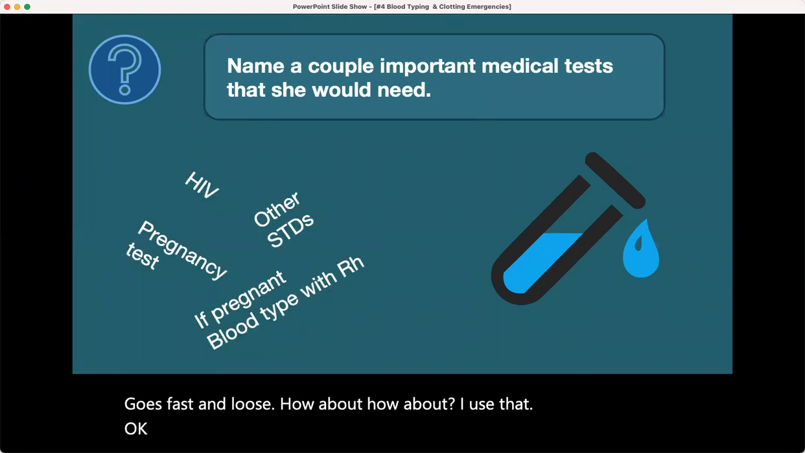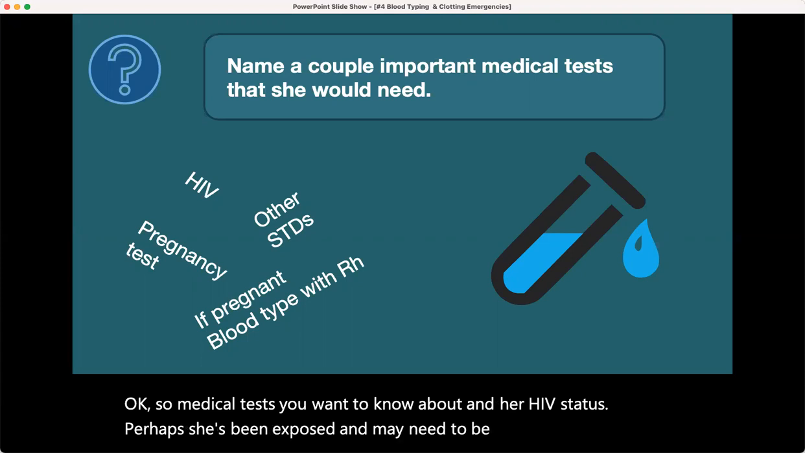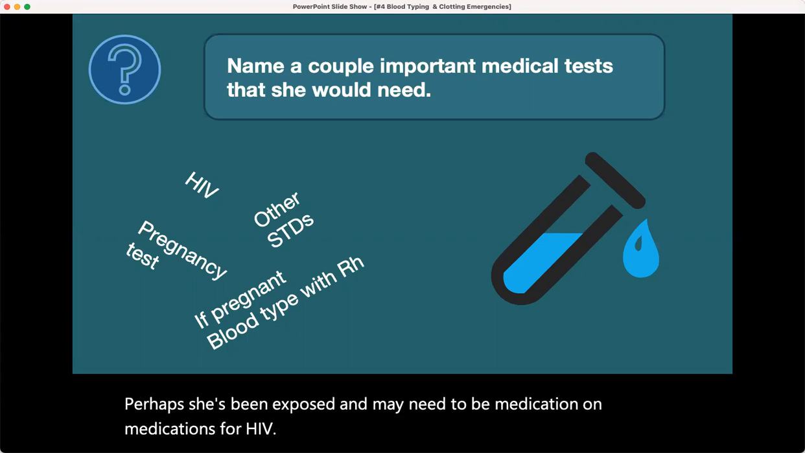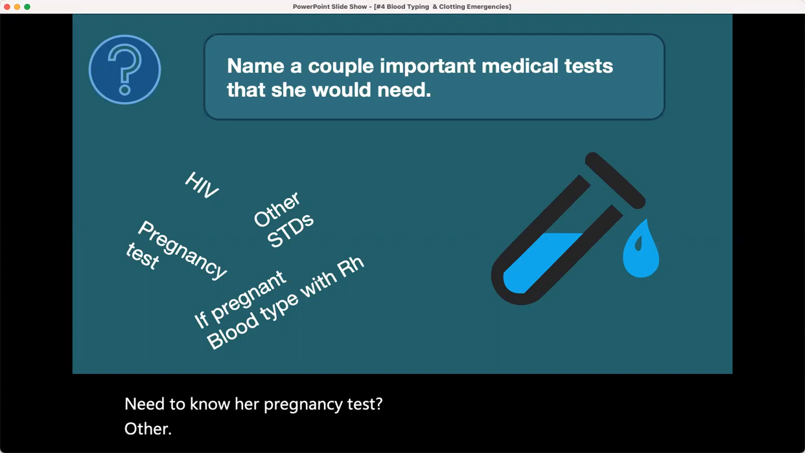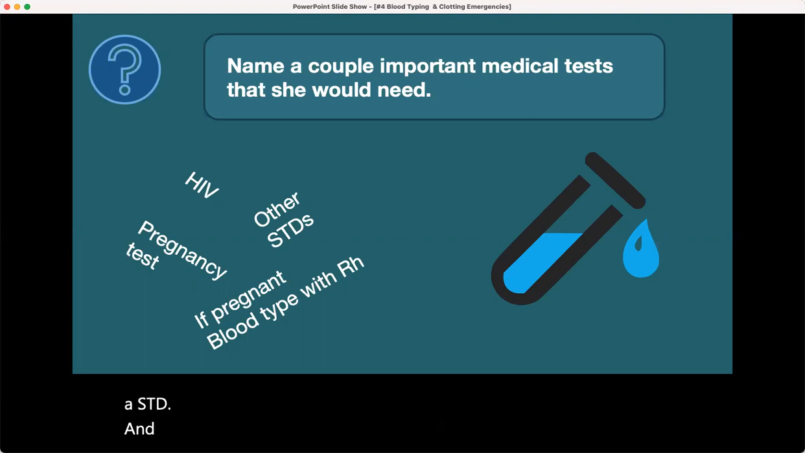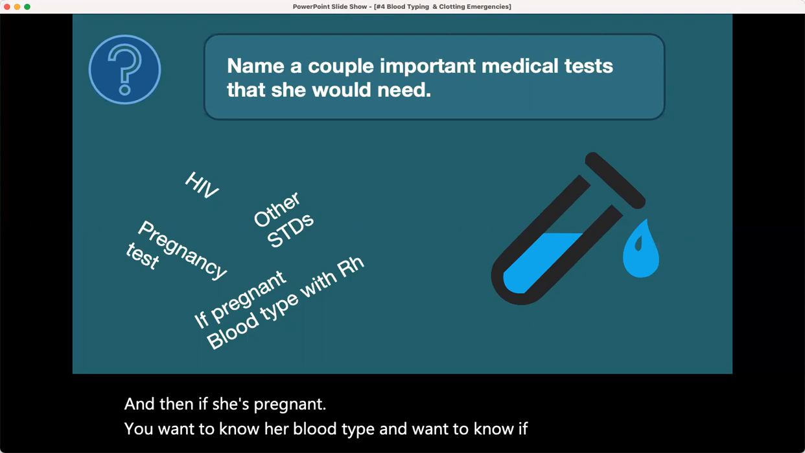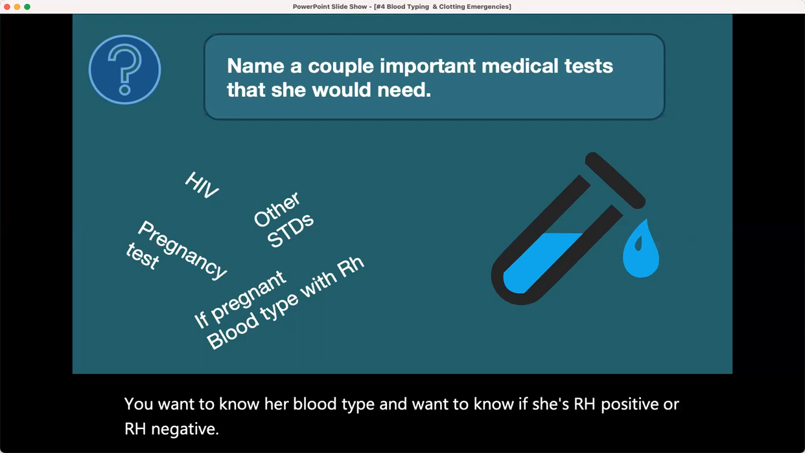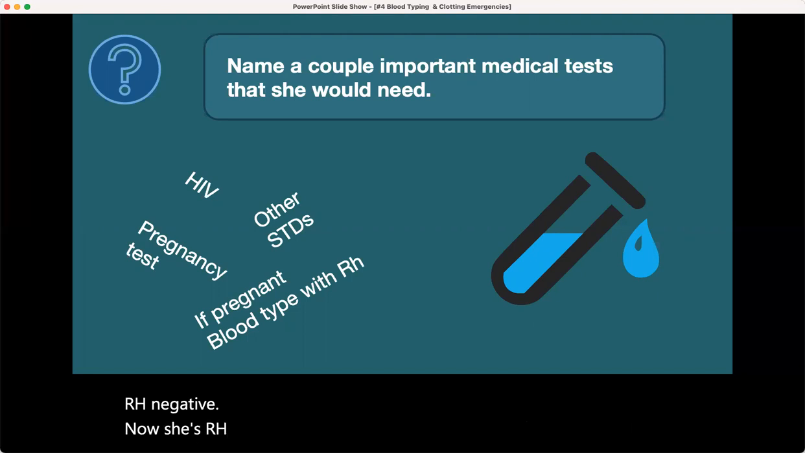Okay, so medical tests you want to know about is her HIV status. Perhaps she's been exposed and may need to be on medications for HIV. Need to know her pregnancy test. Other sexually transmitted diseases. So if she is pregnant, you'd want to know if there's a risk to the fetus from an STD. And then if she's pregnant, you want to know her blood type, and want to know if she's Rh positive or Rh negative. Now, if she's Rh positive, it doesn't matter. It only matters if she's Rh negative.